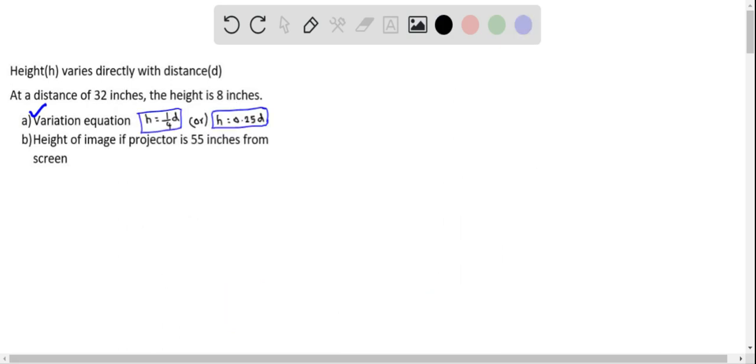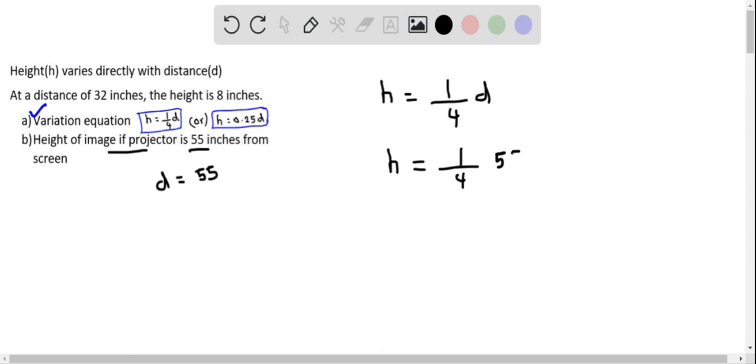Let's answer part B. In part B, we have to determine the height of the image when the projector is 55 inches from the screen. So we know that d equals 55 here. Let's utilize the variation equation, that is h equals 1/4 of the distance d. We plug d equal to 55 into this equation. Therefore h becomes 1/4 of 55, and this equals 55 divided by 4. So this is equivalent to 13.75 inches.